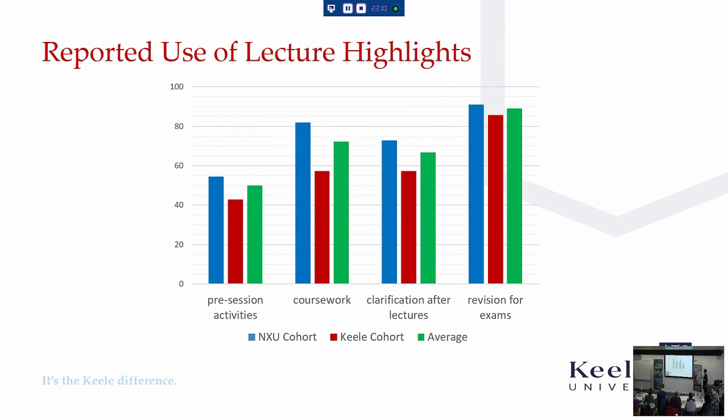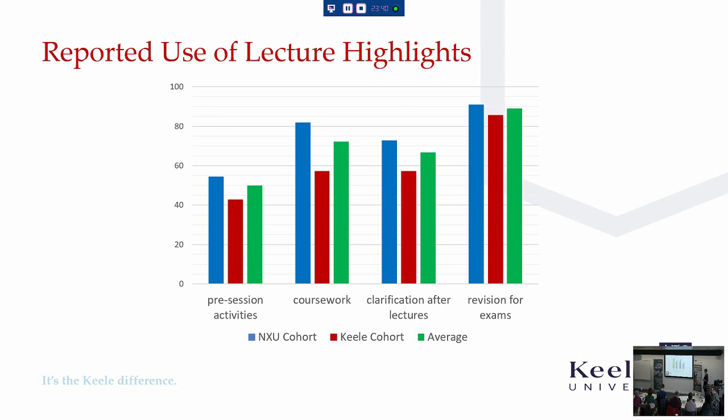What they actually used these lecture highlights for, remembering that they were given access to a whole suite of them. Most commonly it was revision for exams, and coursework also appeared quite highly. So they were using these for third year coursework that maybe relied on some knowledge from second year, bringing that back. I'm presuming these pre-session activities are referring to my specific course, but that was a very small part of third year.